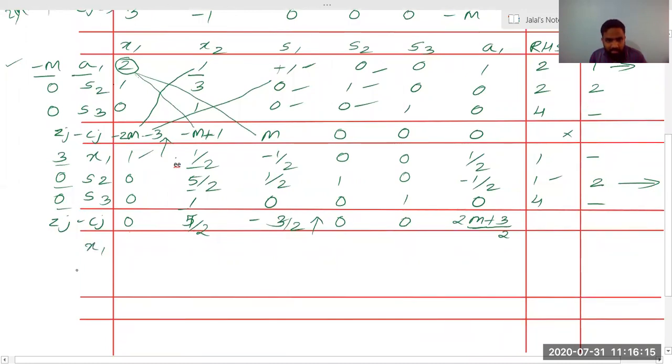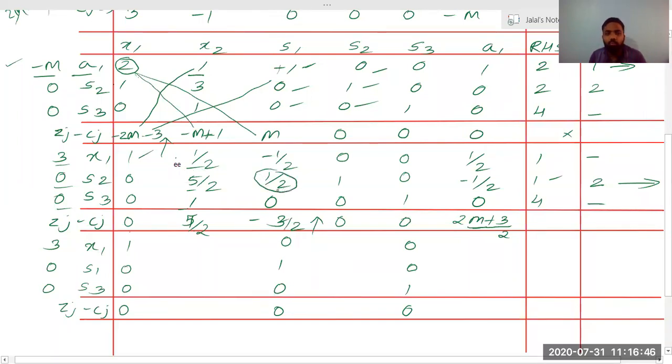So x1 will be as it is, s1 will enter, s3 will be as it is. s1 is 0, s3 is 0, x1 is 3. Okay, now we need to write 1 0 0 Zj minus Cj, then S1 0 1 0, S3 0 0 1. Okay, what is remaining? Zj minus Cj will be 0. Okay, so we have to find what is the key element. I think this is the key element.